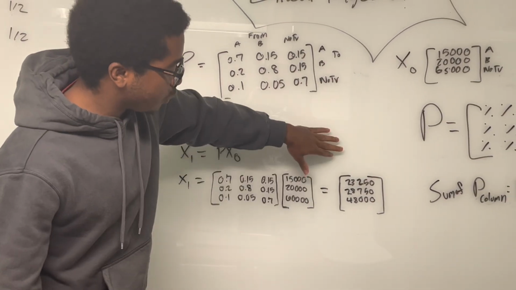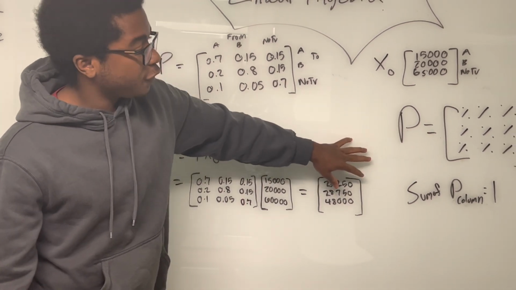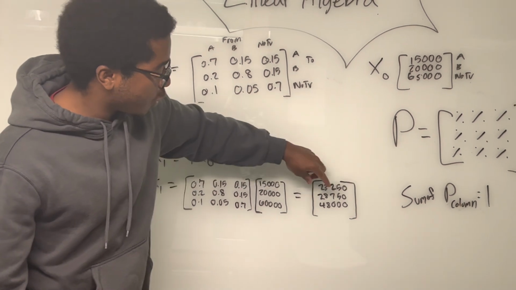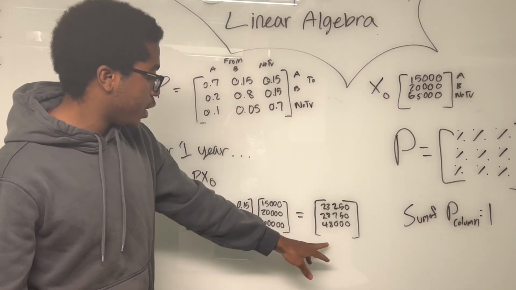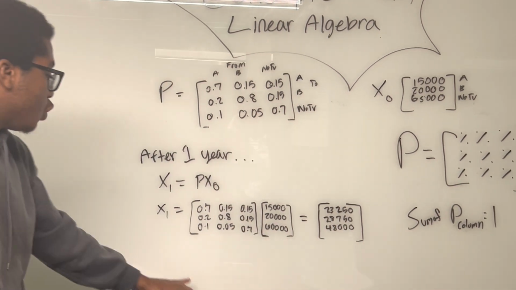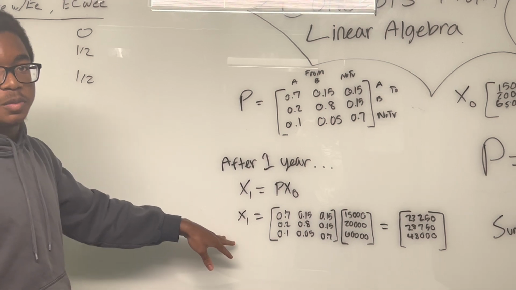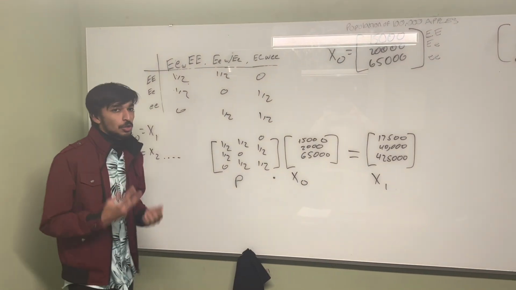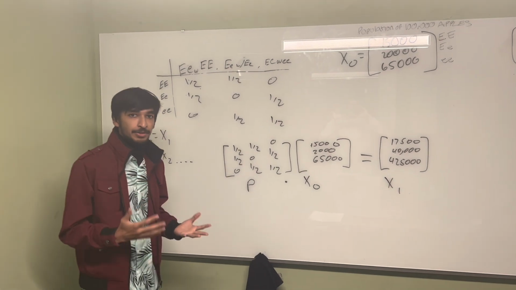We would get 23,250 people in service A, 28,750 people in service B, and 48,000 people with no service provider after 1 year. And this becomes the new population after 1 year, so we represent that with x1. So now we learned two concepts, one of genetics and one of linear algebra. How do they combine with each other?